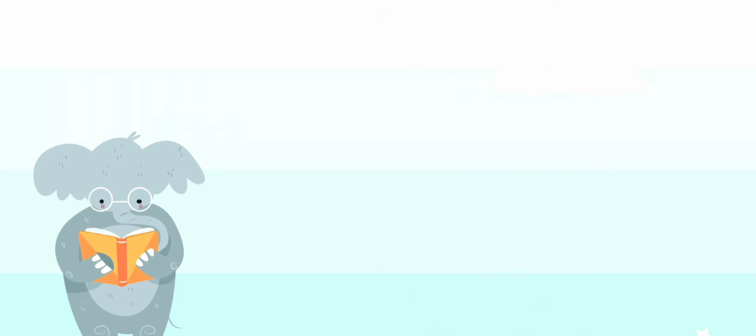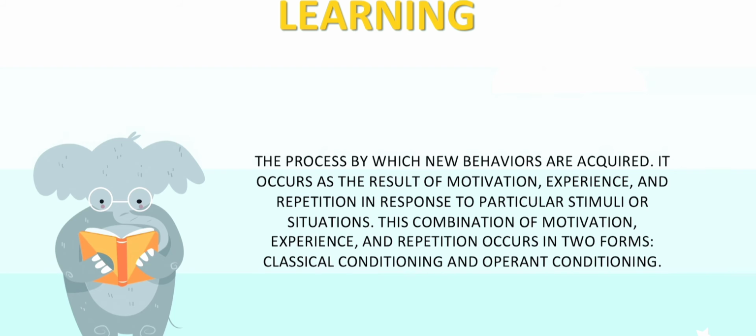Continue to the material on learning. Learning is the process by which new behaviors are acquired. It occurs as the result of motivation, experience, and repetition in response to particular stimuli or situations. This combination of motivation, experience, and repetition occurs in two forms: classical conditioning and operant conditioning. The first one we talk about is classical conditioning.